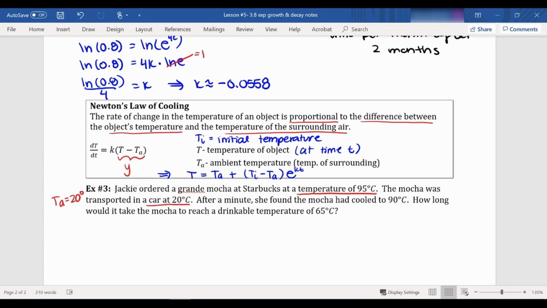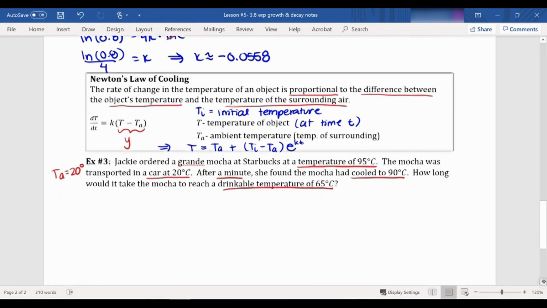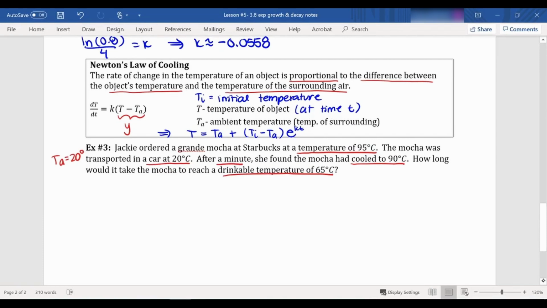Okay. After 1 minute, she found the mocha had cooled to 90 degrees Celsius. And it says, how long would it take the mocha to reach a drinkable temperature of 65 degrees Celsius? Okay, so we need to know a couple pieces of information. You can use either set of equations here.